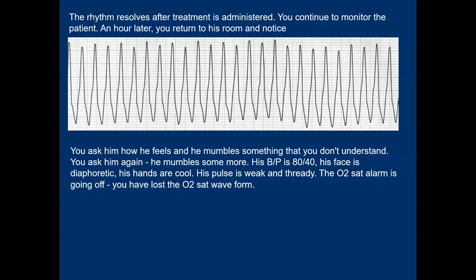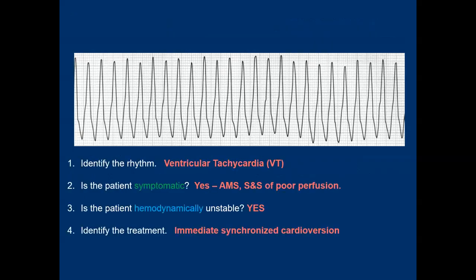The rhythm resolves with the treatment of, let's call it amiodarone, and then you continue to monitor the patient, but then an hour later you notice that it's back. And so you ask him how he feels. The patient mumbles something you don't understand. You ask him again. He mumbles some more. His blood pressure is 80/40. His face is diaphoretic. Hands are cool. His pulse is weak and thready because the O2 sat is going off because you've lost the waveform. Now, where are we?